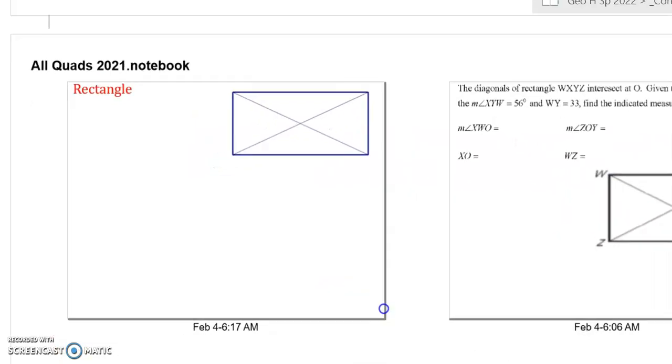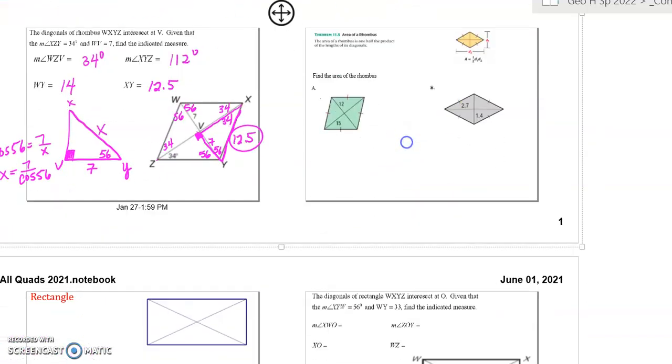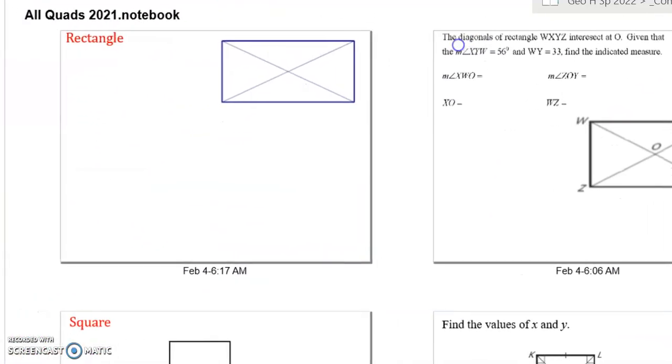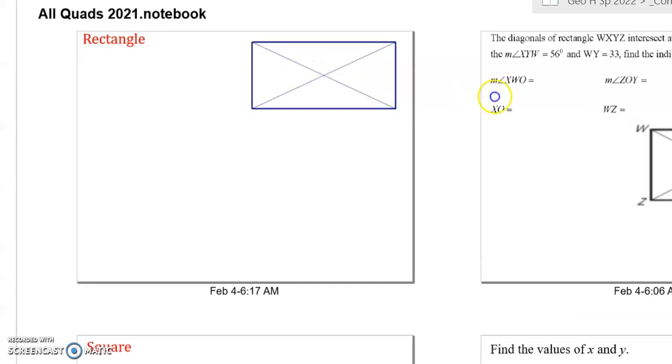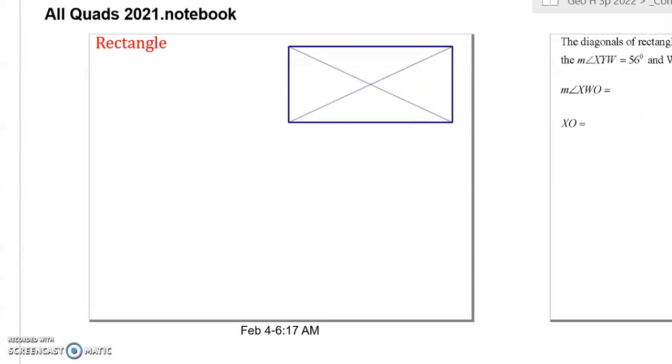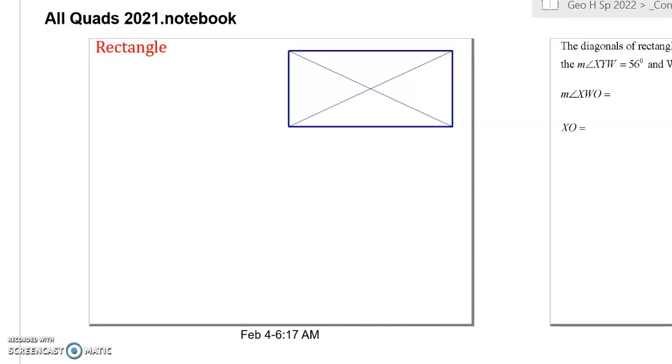All right, our next shape is the rectangle, and the rectangle, as you can see, is also on the same notes as the rhombus. With the rectangle, it shouldn't be as long. Not that we have to rush it, but there are not as many properties, and I think most people are more familiar with a rectangle.